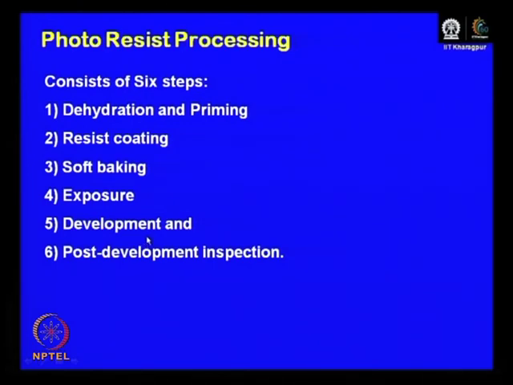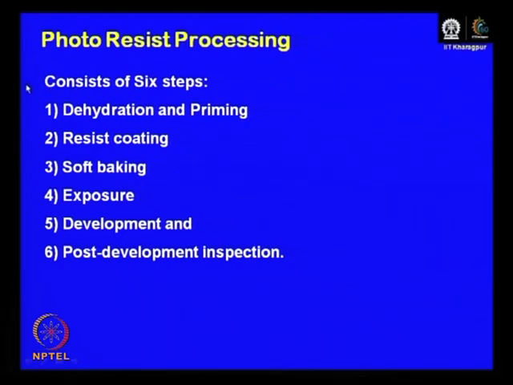So, as I told you, there are several steps which are sub-steps of the entire photolithography process, for example, dehydration and priming, resist coating, soft baking, exposure, development and post-development inspection. It runs essentially from right after cleaning of the silicon wafer down to the step before you dope it with the other type of dopant. All the intermediate steps are part of the photoresist processing.